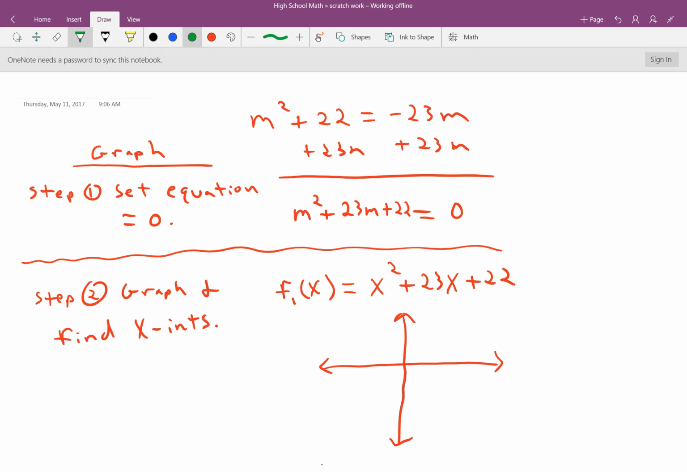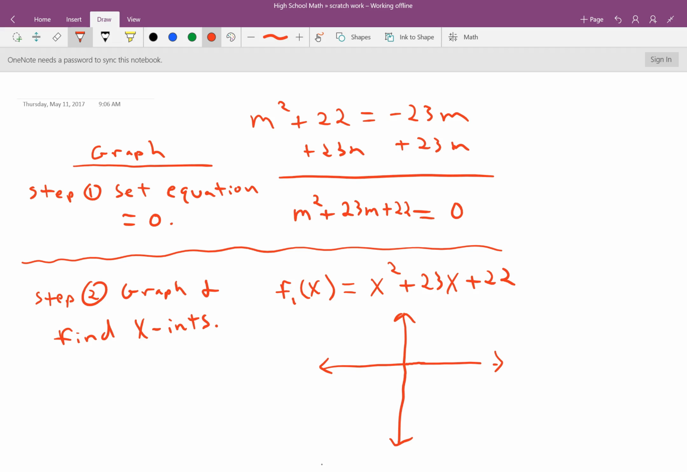If I were factoring this, the factors would be 22 and 1. That's where the x-intercepts are going to be. One's going to be at 1. The other's going to be at 22. Am I right about that? It's a negative 1. Oh, yeah, good catch. The factors would be plus 22 and plus 1, but the zeros would be minus that. So I'll eliminate that. How do we graph it?